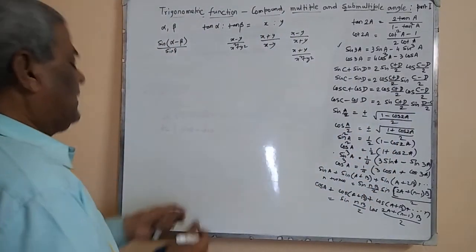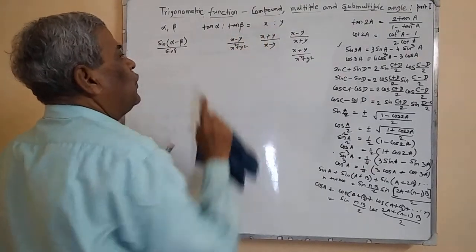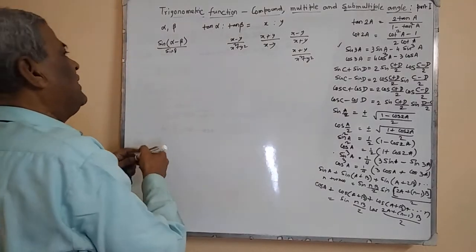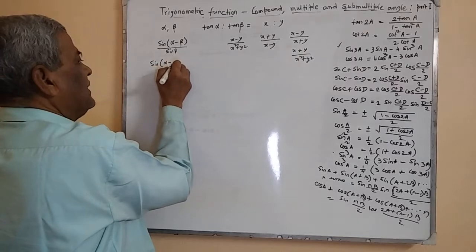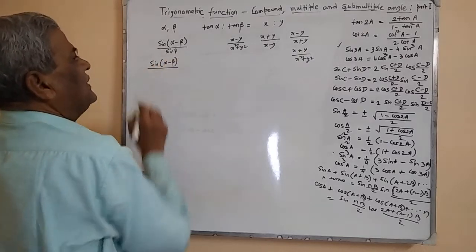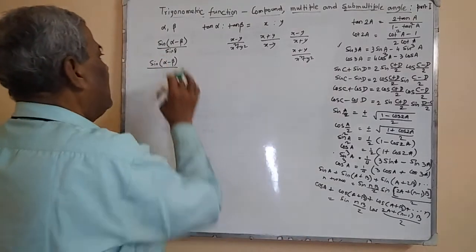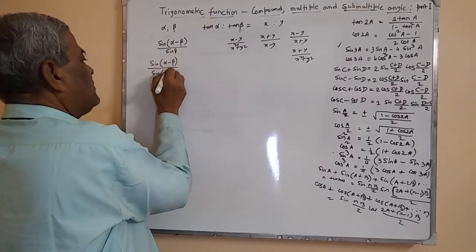The options are given in terms of x and y. In this x and y, no alpha, no beta is there. Now the given expression is sine alpha minus beta by sine theta. Theta is divided into two parts, alpha and beta. So theta is equal to alpha plus beta.